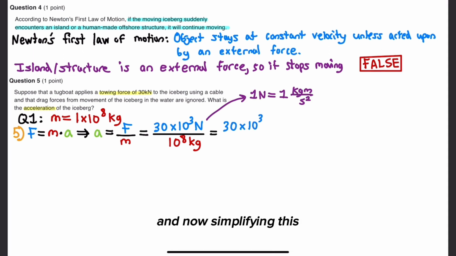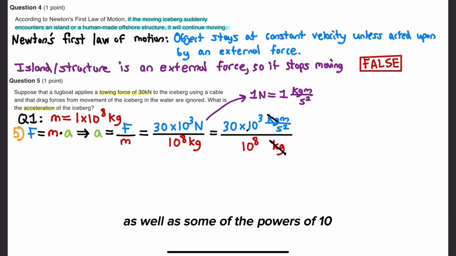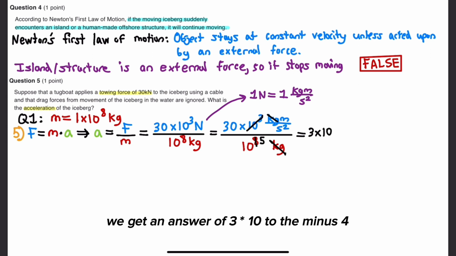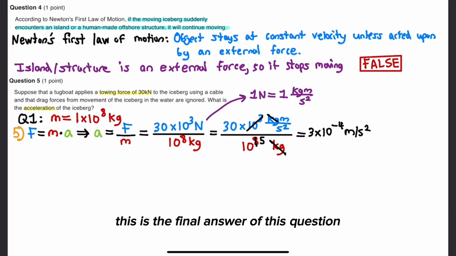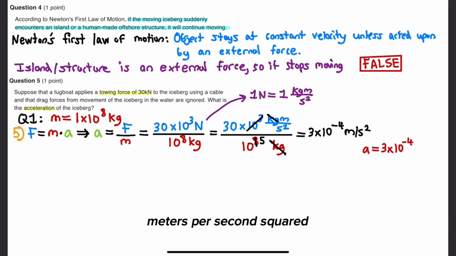And now simplifying this, we can cancel out the unit of kilograms as well as some of the powers of 10. Evaluating this fraction, we get an answer of 3 times 10 to the minus 4 meters per second squared. This is the final answer of this question, and we now have a equals 3 times 10 to the minus 4 meters per second squared, and this is equivalent to the acceleration of the iceberg.